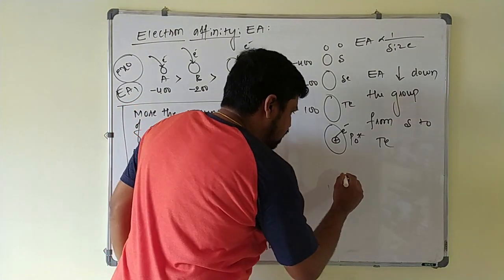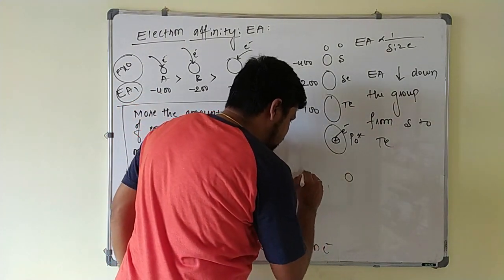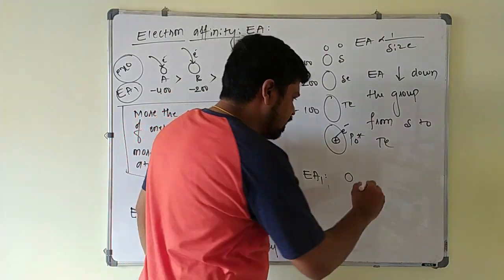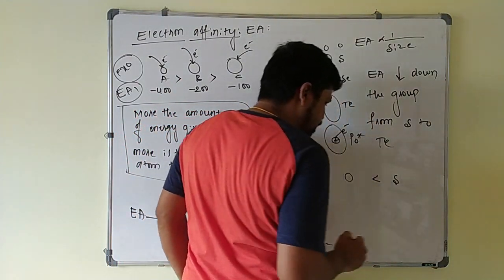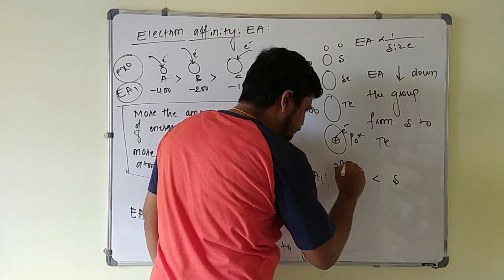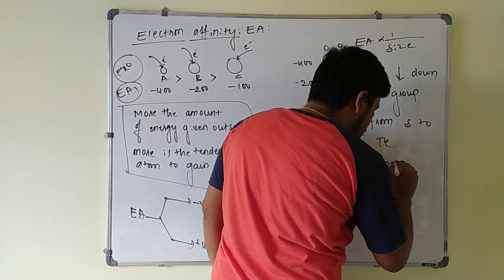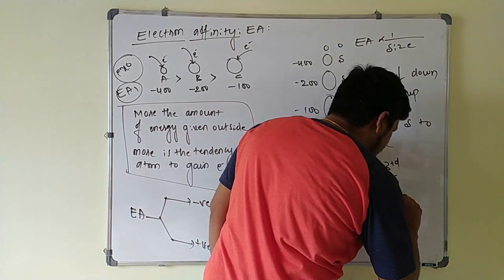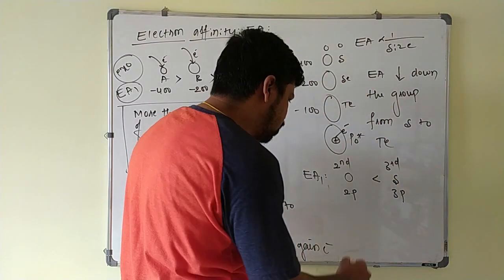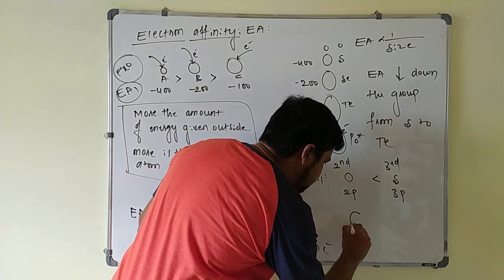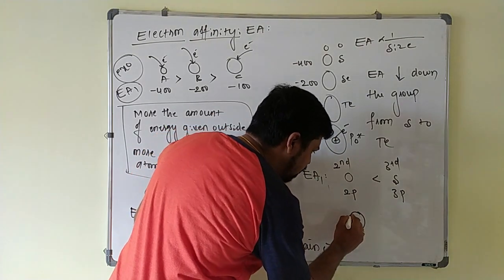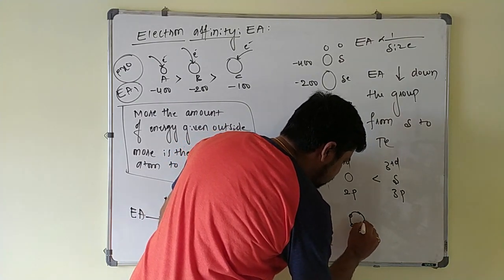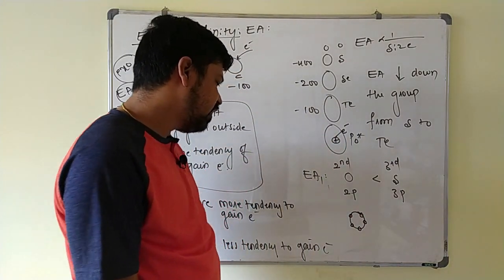Suppose I discuss electron affinity. The electron affinity of oxygen is less than sulfur. See here, this is the second period element and this is the third period element. It has a smaller 2p orbital and this has a larger 3p orbital. A smaller 2p orbital means what happens? In the 2p orbital, 4 or 5 electrons are already present here like this.